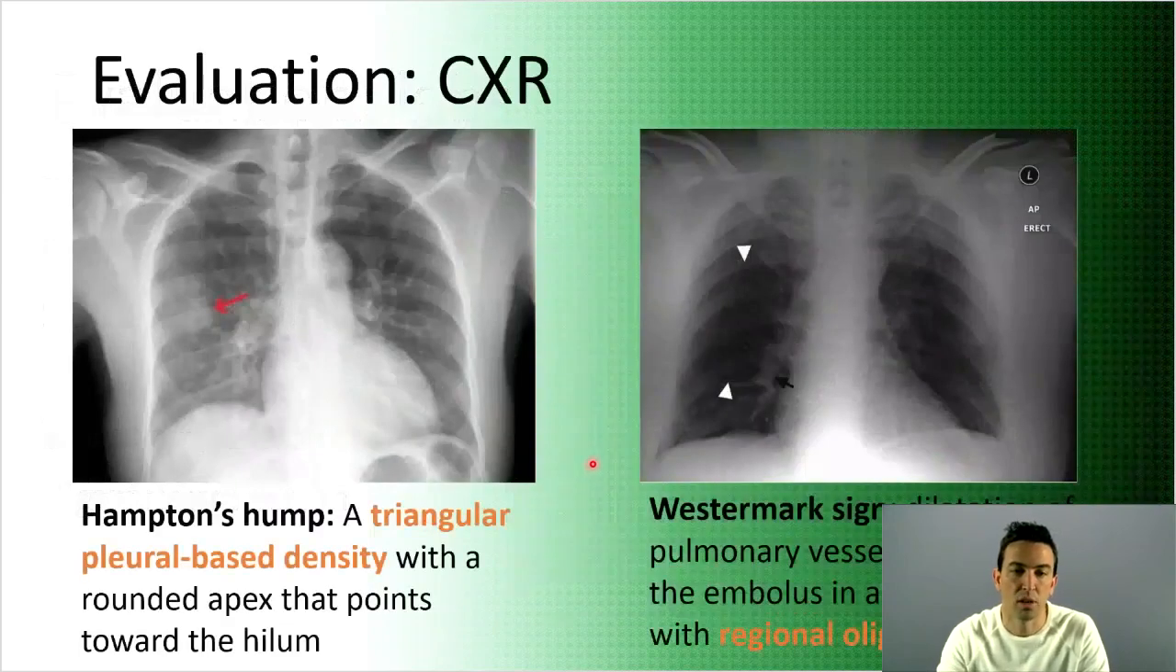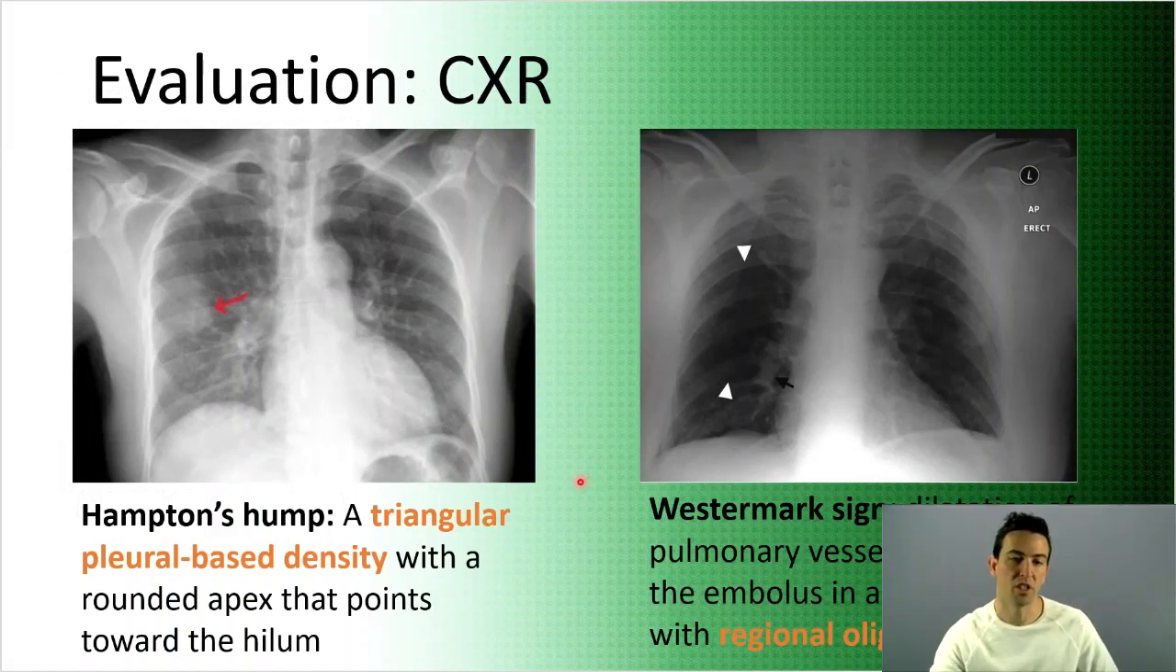Moving forward on evaluation, chest x-ray. There are a couple pearls as far as test questions go with a chest x-ray. The first one over here on the left is the Hampton's Hump. They might show you a picture of this. It might just be described, but what you're looking for is a triangular wedge-shaped density on a chest x-ray with the rounded apex that points towards the hilum. That's Hampton's Hump. That's saying, hey, we're trying to get you to a pulmonary embolism.